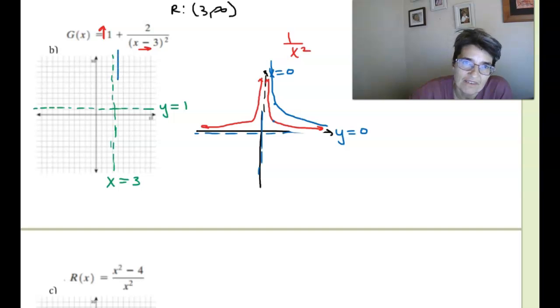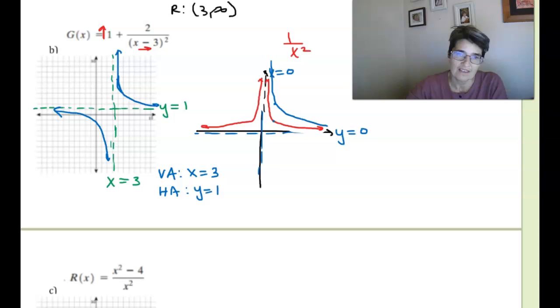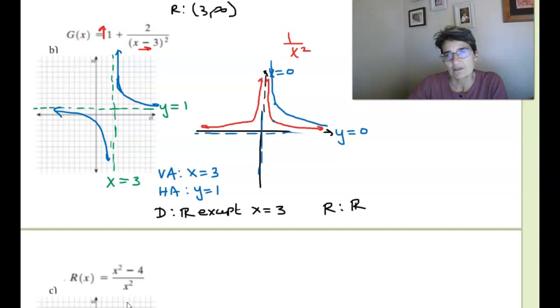Okay, so we're going to have like this, and then like this. There you go. Let's write our stuff. So vertical asymptote at x equals 3, horizontal asymptote at y equals 1. The domain is all the real numbers except for x equals 3, and the range is all real numbers except for y equals 1.